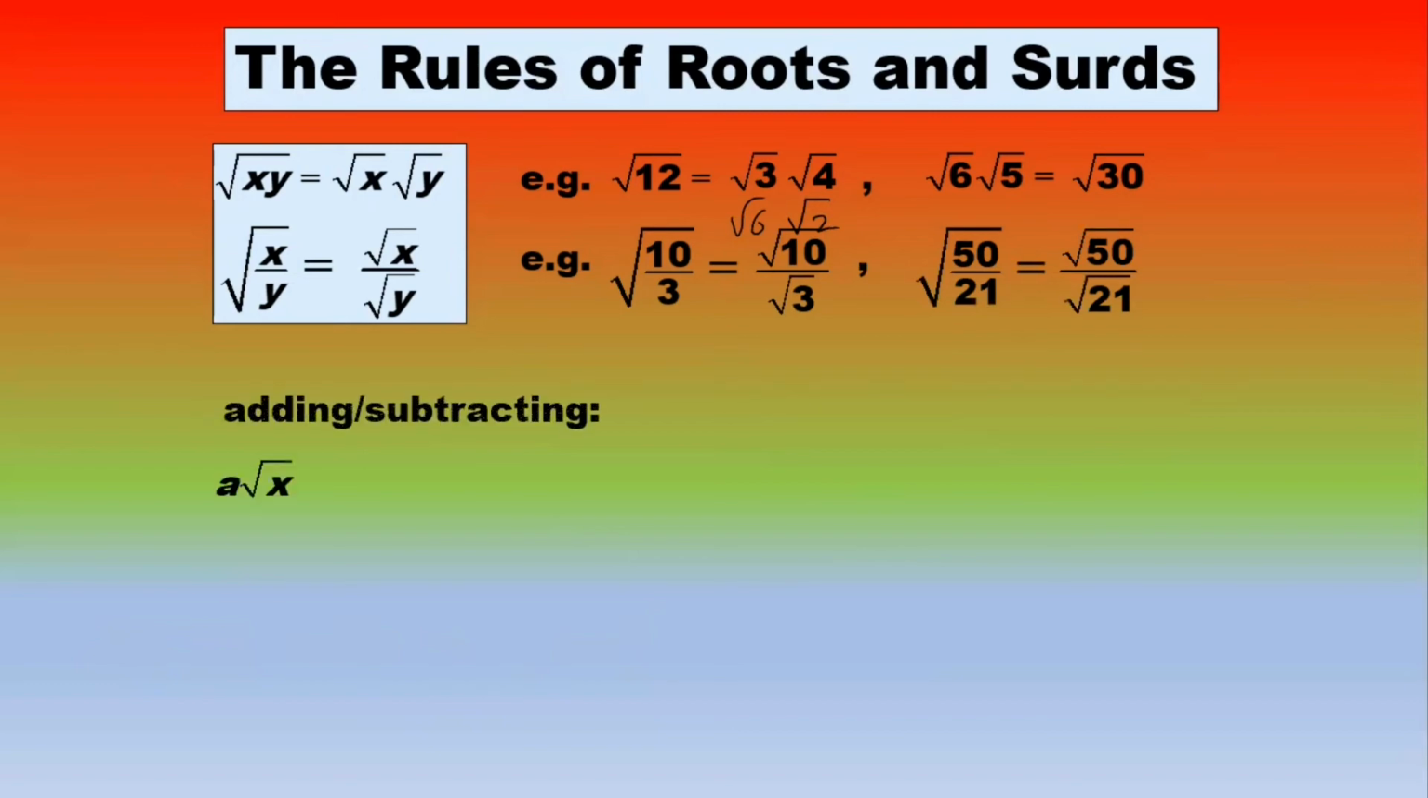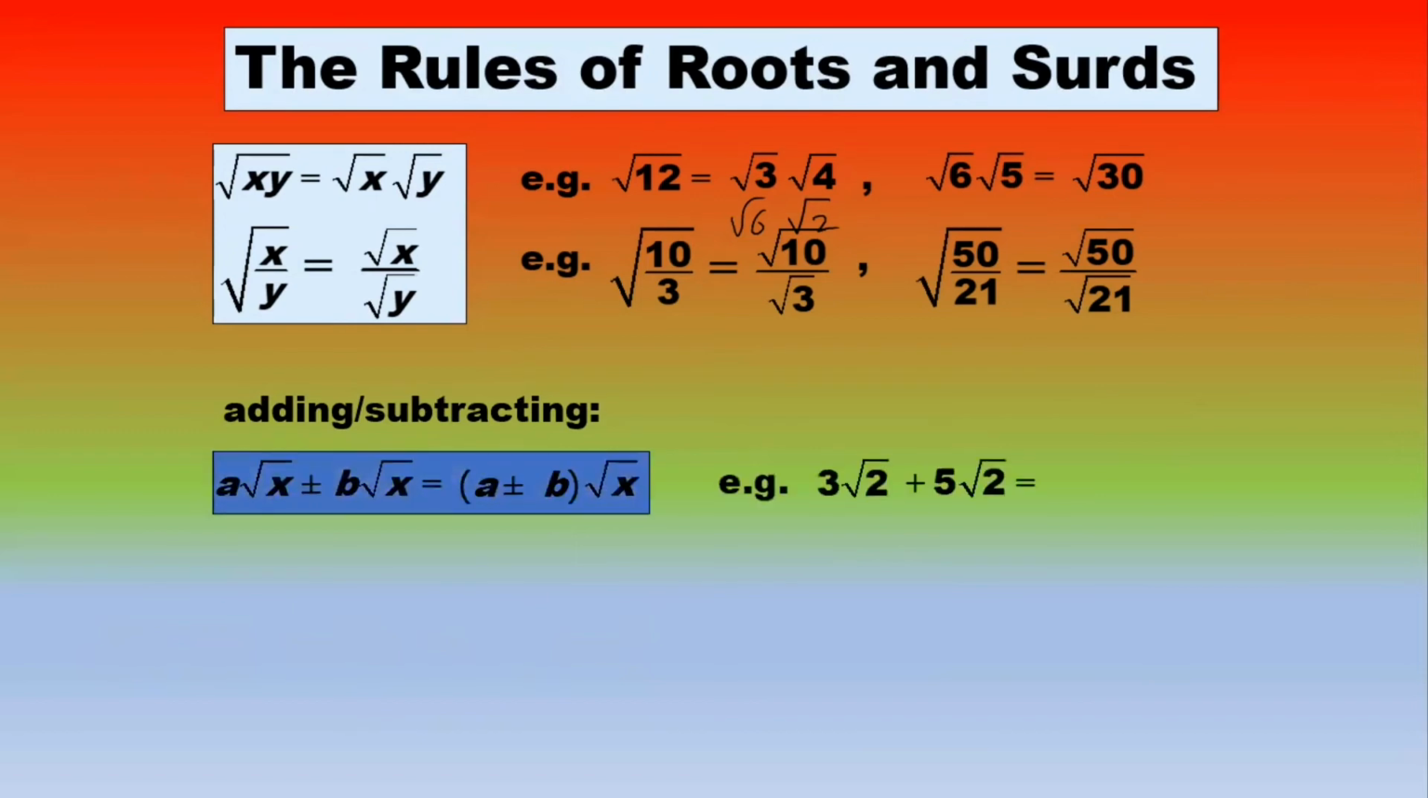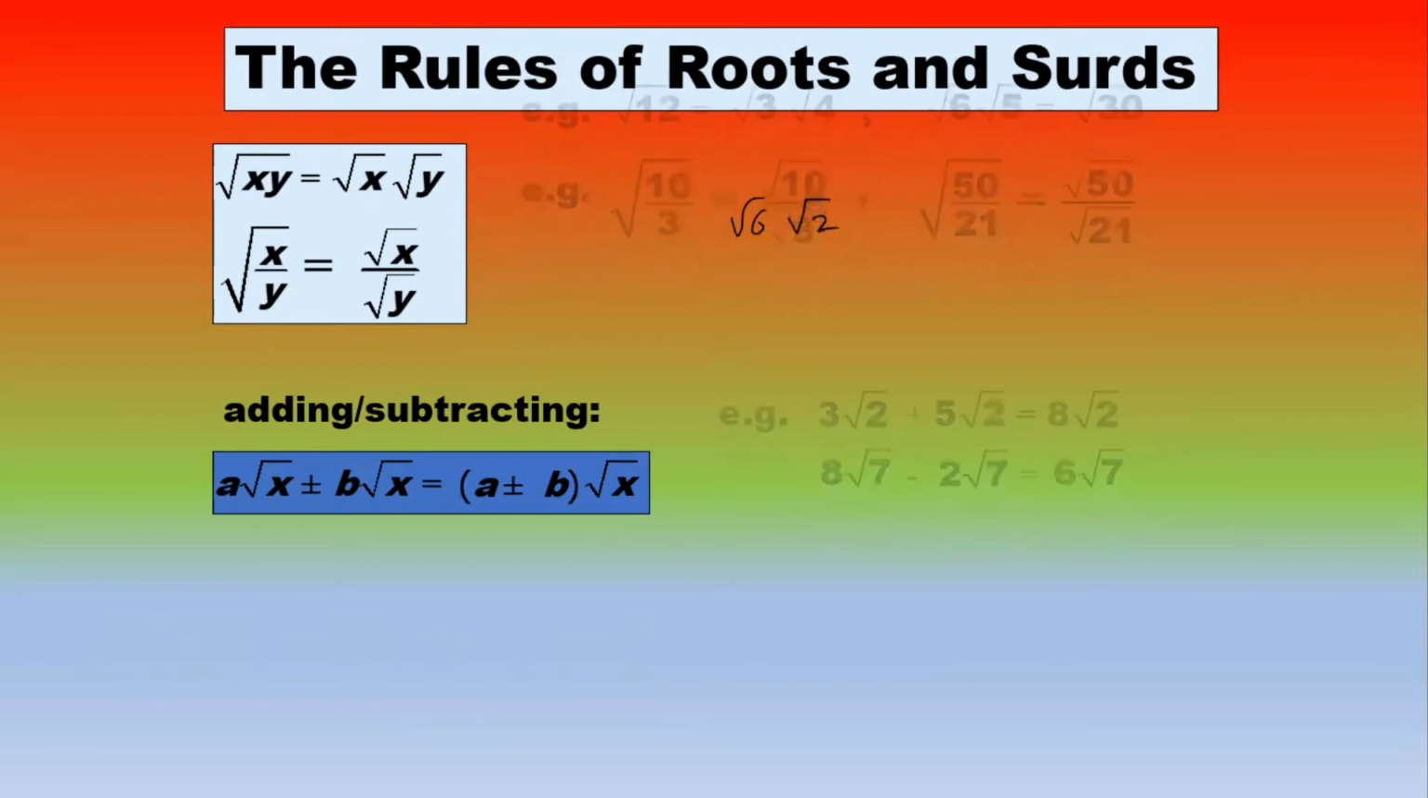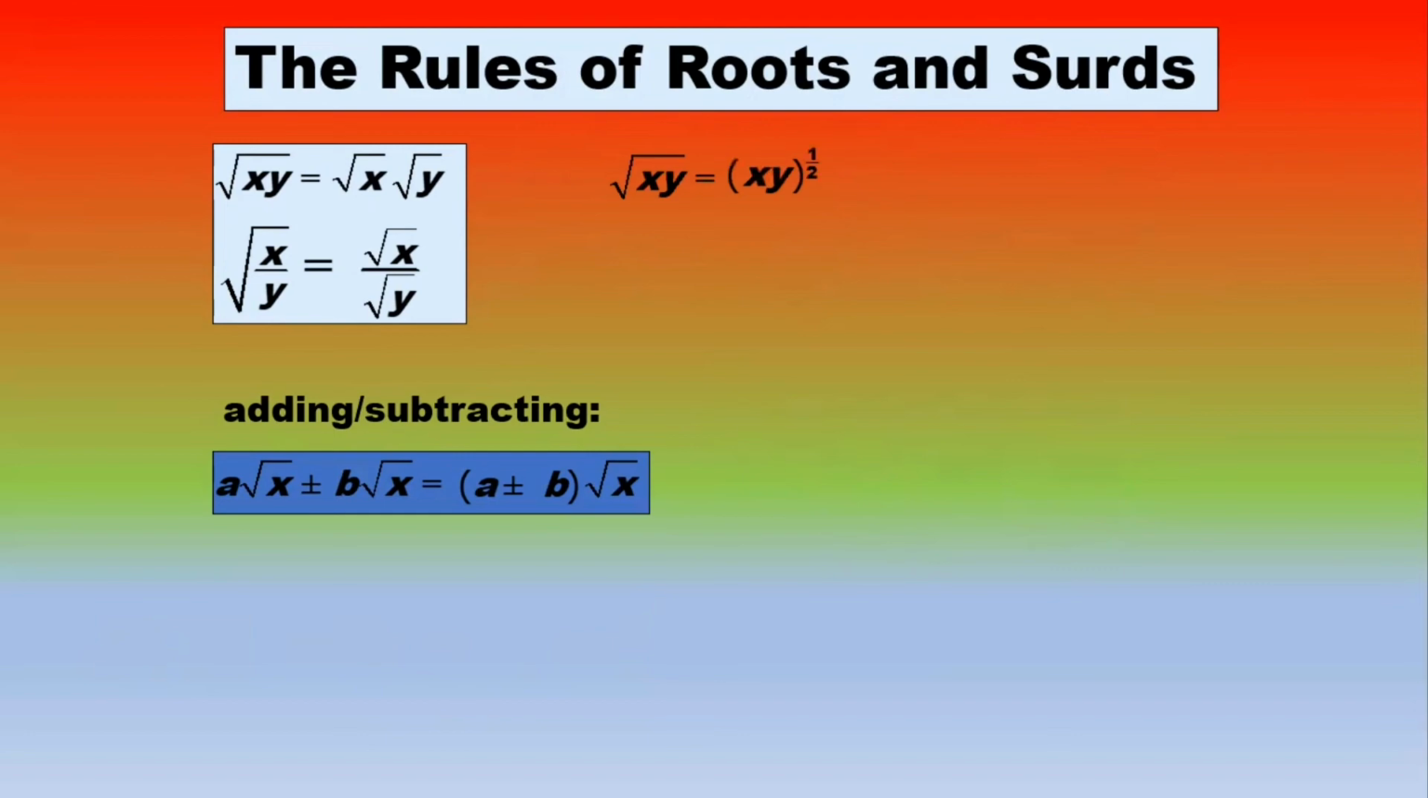Adding and subtracting surds: a root x plus or minus b root x is equal to a plus or minus b root x. Like 3 root 2 plus 5 root 2 is equal to 8 root 2. Then 8 root 7 minus 2 root 7 is 8 minus 2, which is 6 root 7. Now, root of xy is xy to the power half, which is x raised to half into y raised to half, and x raised to half is root x and y raised to half is root y. So this is how you get root of xy is root x into root y.